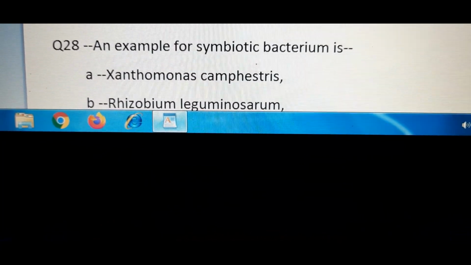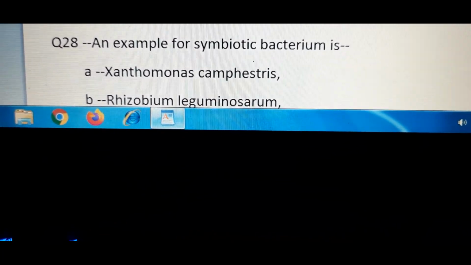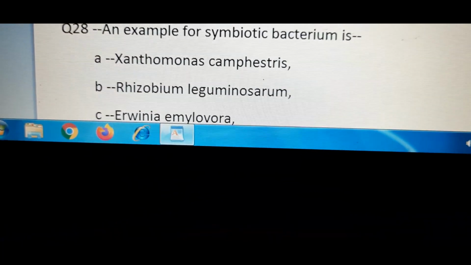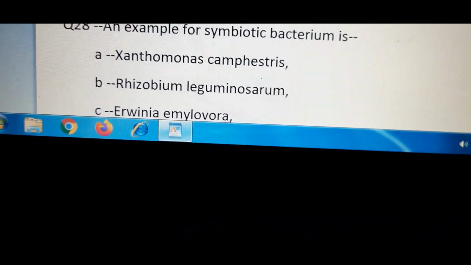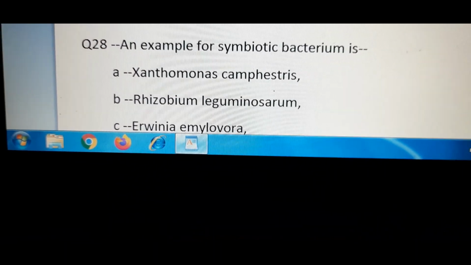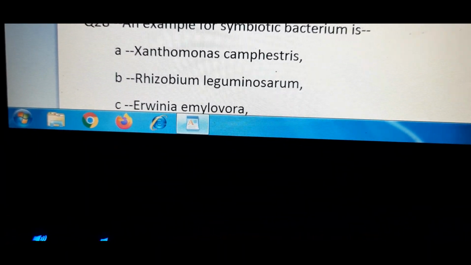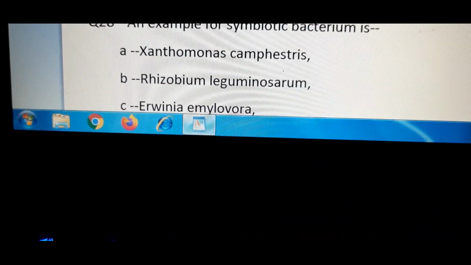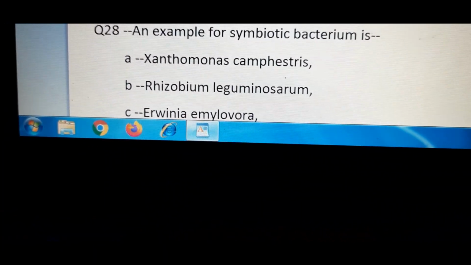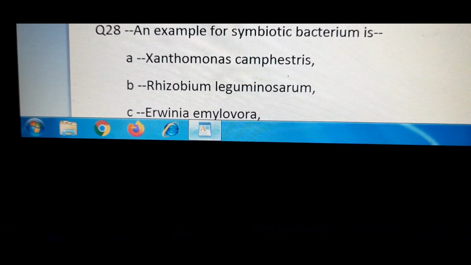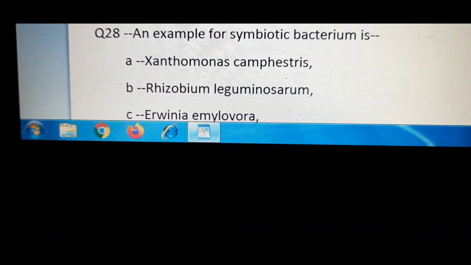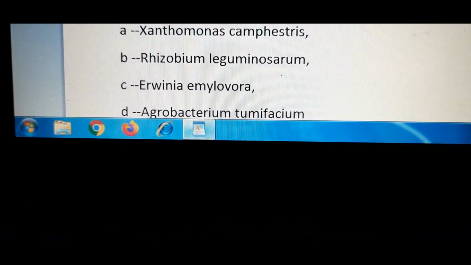Now question 28 reads in this way. An example for a symbiotic bacterium is, that is just now I told, it is Rhizobium leguminosarum. That is B is the answer. Xanthomonas is also a bacterium. Erwinia is also a bacterium, but Rhizobium is in symbiotic association.